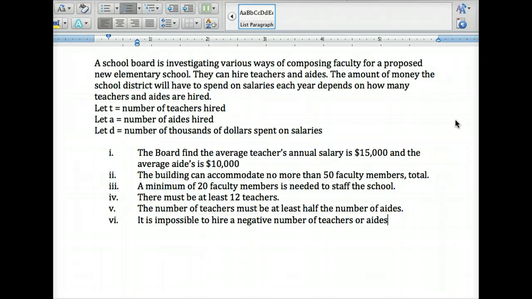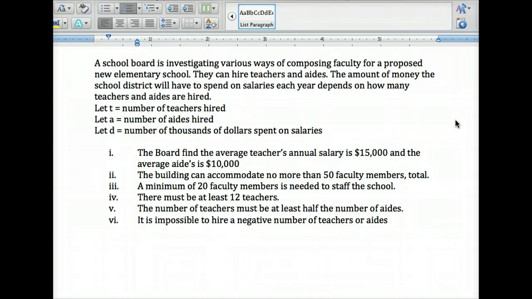So we have this new school, that's the problem, and then we have all these restraints about the faculty members. Basically, we want to see what is going to have a minimum cost for this school. It's going to depend on how many teachers and aides are hired, but we have all these restraints, so we're going to graph these restraints as inequalities, then look at the region that overlaps to figure out which is going to have the minimum cost.